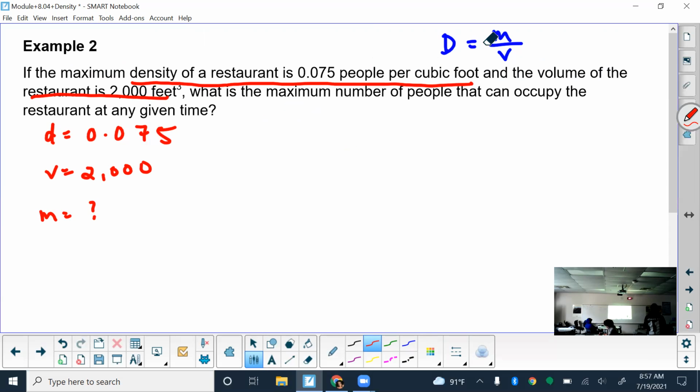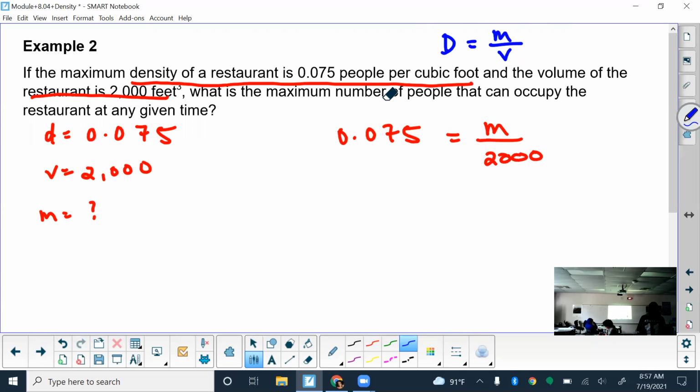All right, so plug it into your formula. 0.075 equals mass over 2,000. Are you supposed to put in like 0.075 over 2,000? No, because we'll show you how to solve for M in the next step, but you first set it up like this. So it has to look like the original formula first.